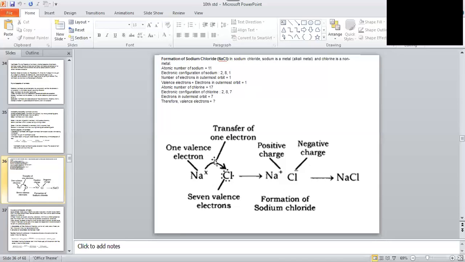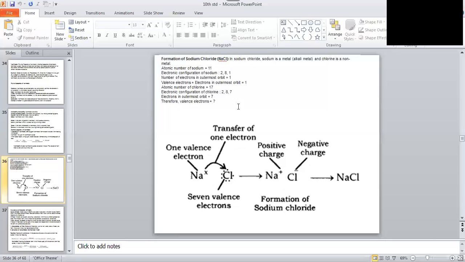Why it is negative and positive, we will study. Sodium consists of one electron in the valence shell. It loses one electron and forms the positive ion, that is called a cation.